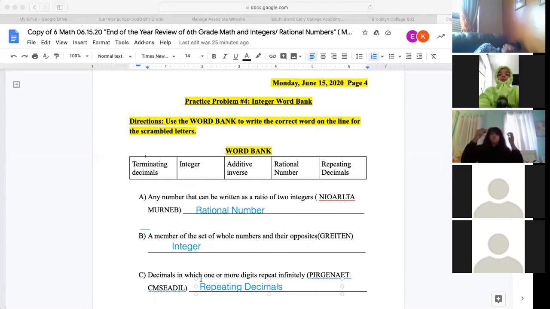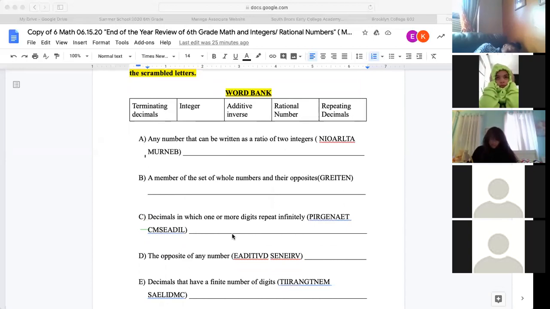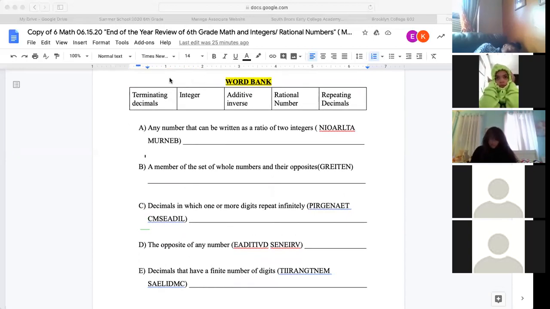Okay, the opposite of any number is the additive inverse. And the last one, D, is an additive inverse. I'm going to clear some of this. So letter A, you should have had rational number. Letter B, you should have had an integer. We're not done. Oh, we are. Letter C was a repeating decimal. And now I want to show you on D what you should have had. Okay, now I'm going to be able to continue the screen. Esther, go ahead, keep reading.